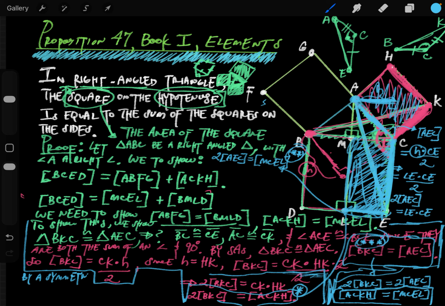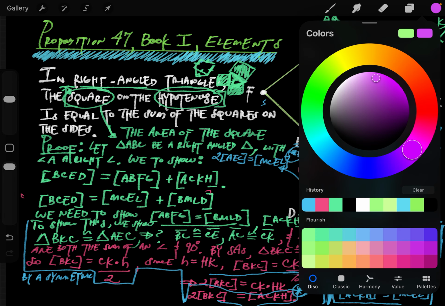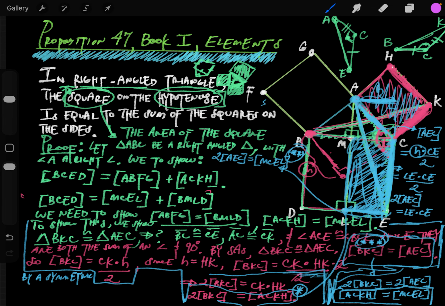What we should see is that I could erase a lot here and draw in a few interesting lines as well. So what did I show? I showed that this rectangle is equal to this square. But I still need to show this rectangle is equal to this square.